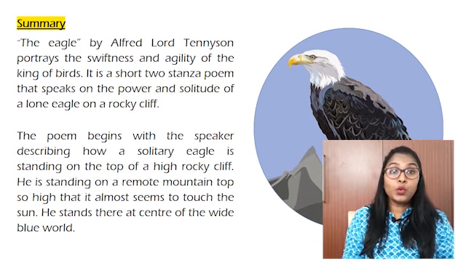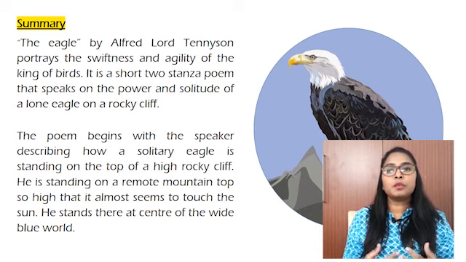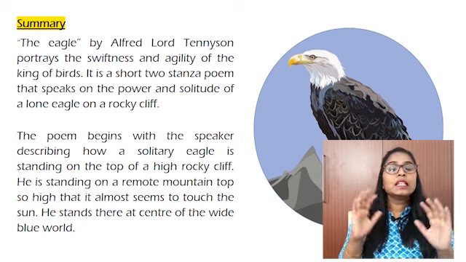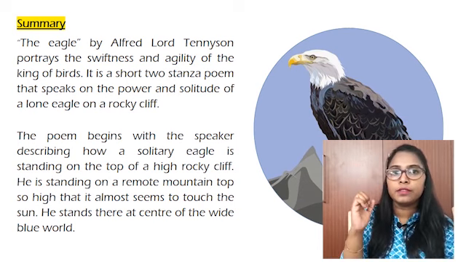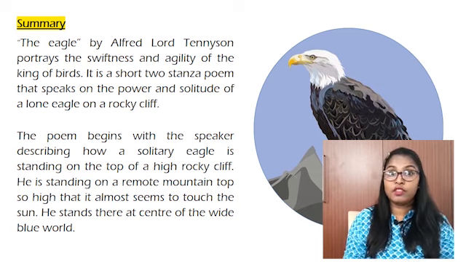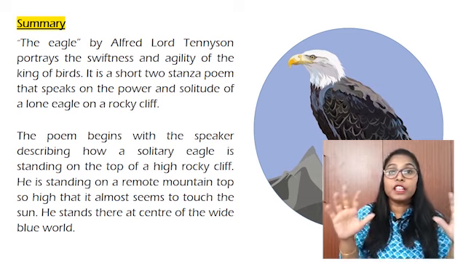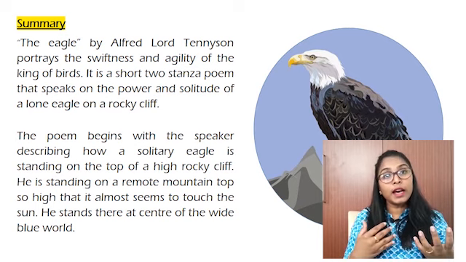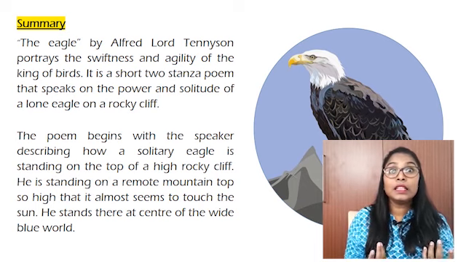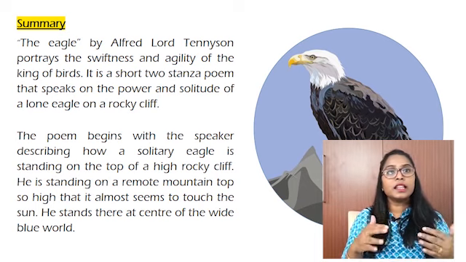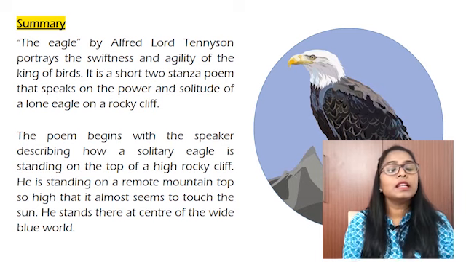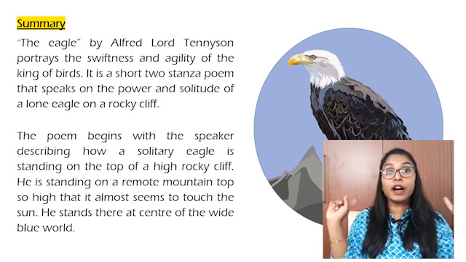Now our poem begins with the speaker describing how a solitary eagle, a lone eagle is standing on the top of a high cliff, right? High rocky cliff. He's standing on a remote mountain which is very far away, very aloof, and it is so high that it almost seems like he is about to touch the sun. He means eagle. ऐसा लग रहा है कि जैसे वो इतना हाइट पे बैठा है जैसे वो सूरज को टच ही कर लेगा. And he stands there at the center of the wide blue world.